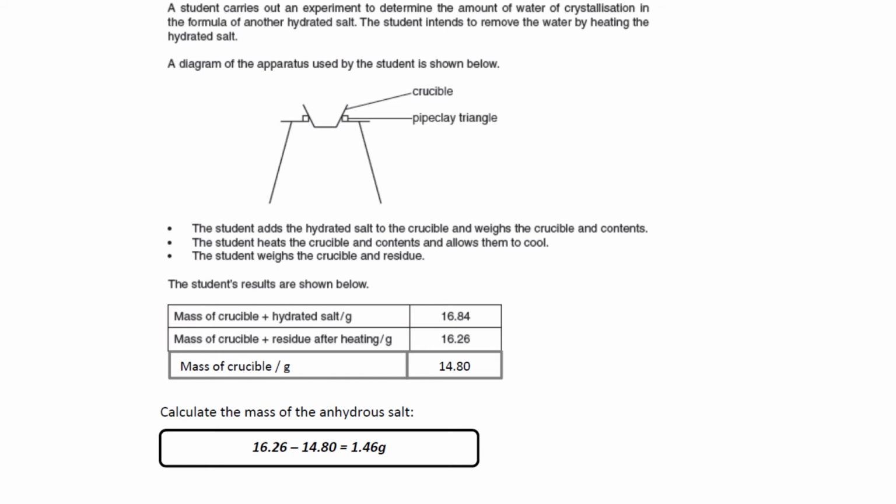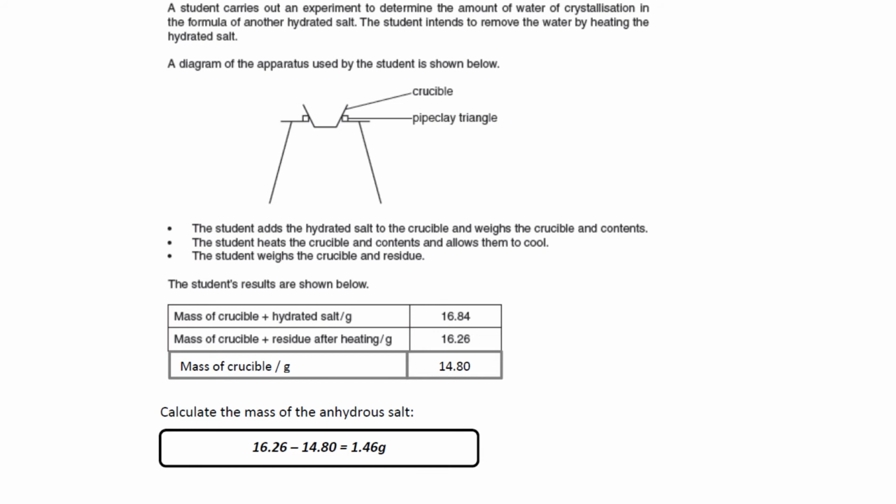The student heats the crucible and contents and allows them to cool. The student weighs the crucible and residue. The student's results are shown below. So we've got the mass of the crucible and hydrated salt, the mass of the crucible and the residue after heating, and then we've got the mass of the crucible. So we could use those numbers to work out a few things.